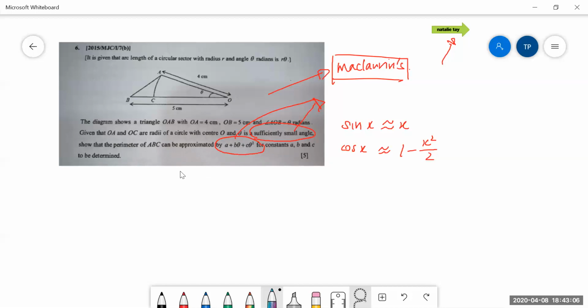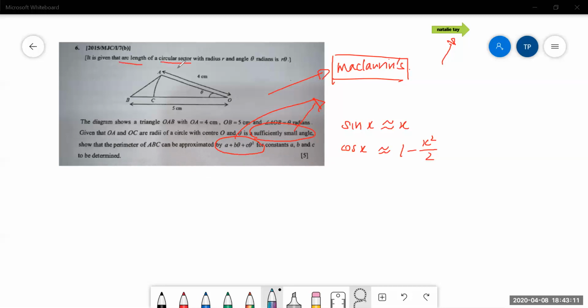Actually, okay, this is arc length of a circular sector. It's given that the arc length of a circular sector with radius r and angle theta radians is r theta. This one we know, right? Because if you learn E-math, you will know this. What's the area of a sector? What's the formula? It's half r square theta, right? For arc length, it's r theta.